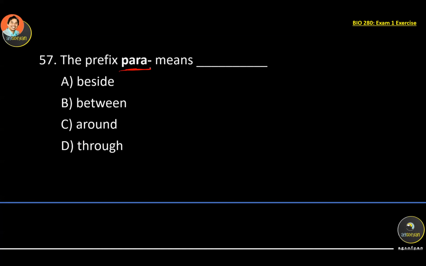Para, okay, para means A, B, C, or D. Para means beside. The prefix of re, this is an English word. So repeat, for example, replay, for example. So it means again, again, and again.